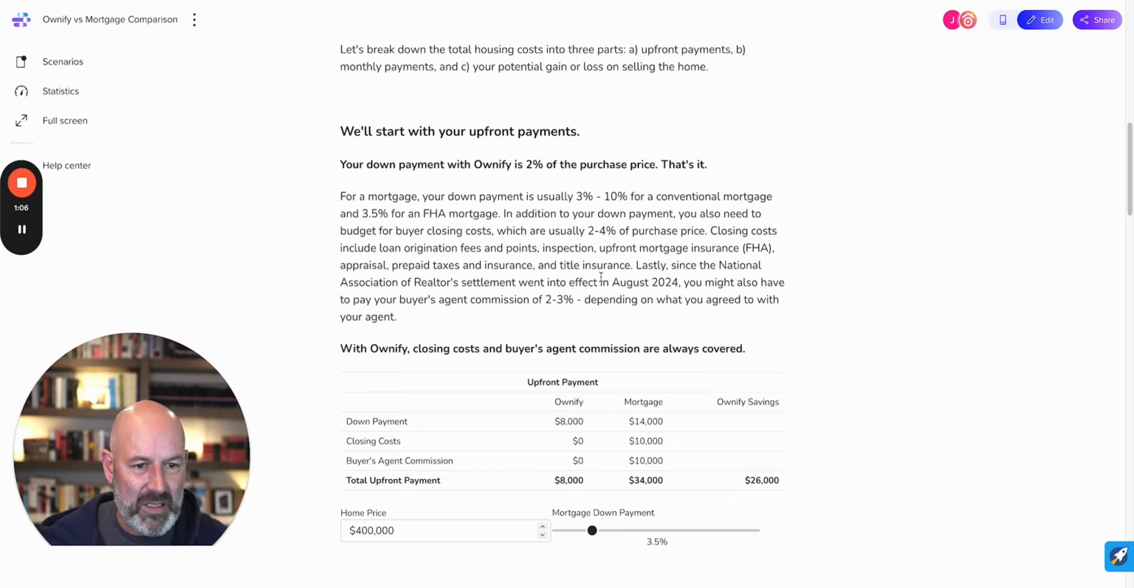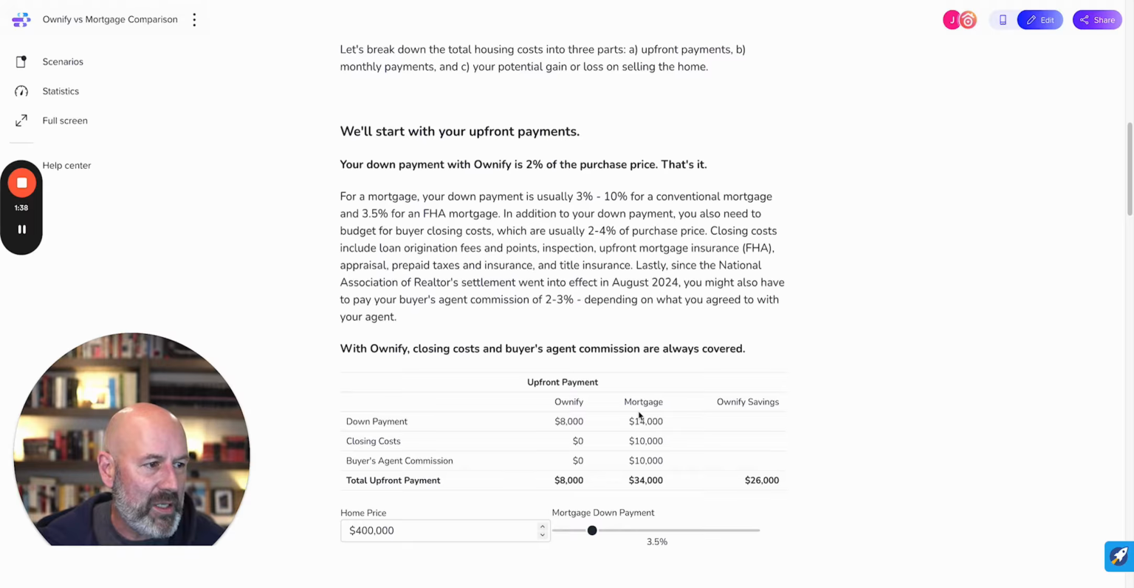And then, since the settlement between NAR and the Justice Department in the summer of 2024, you might be on the hook for buyer's agent commission, depending on what you agree to with your buyer. Now, usually those are still paid by the seller, but that could be something that comes back and that changes over time. So if you look at this, ultimately you're responsible for the down payment, closing cost, potentially buyer's agent commission, which could significantly increase your upfront payments required.